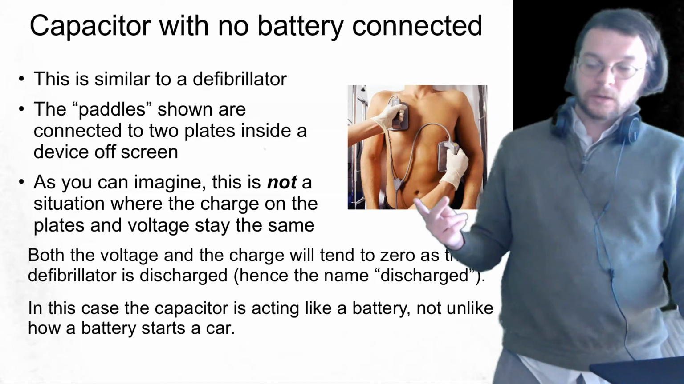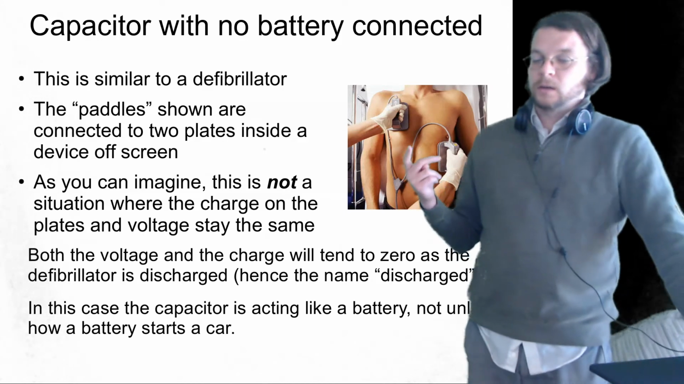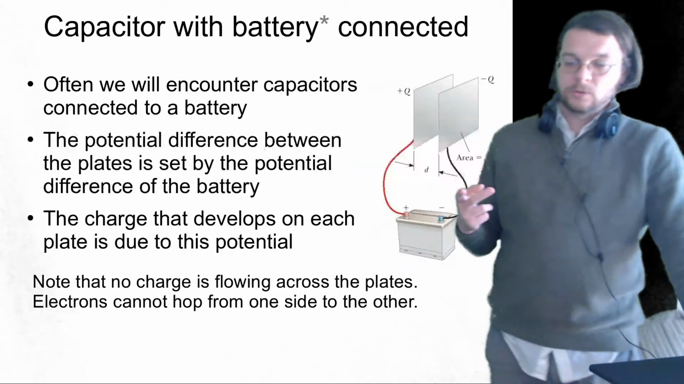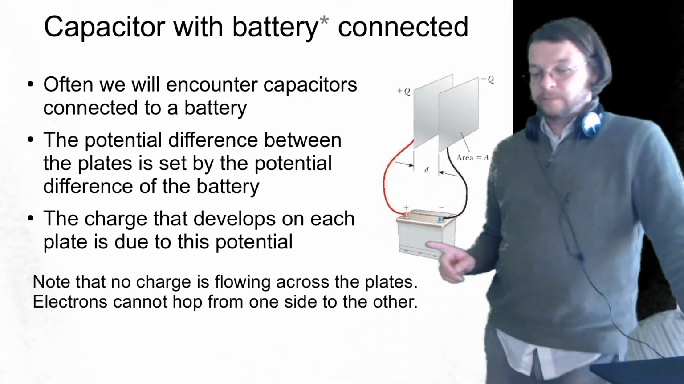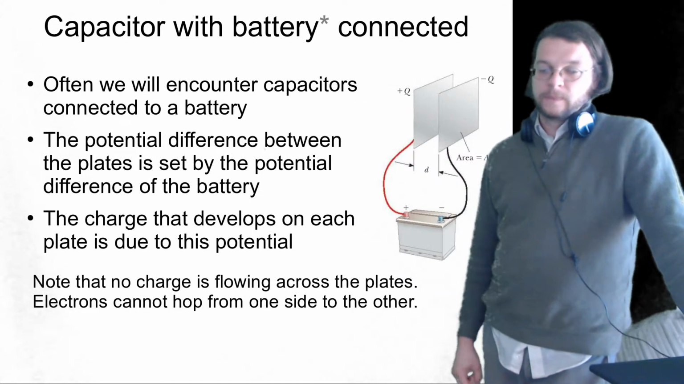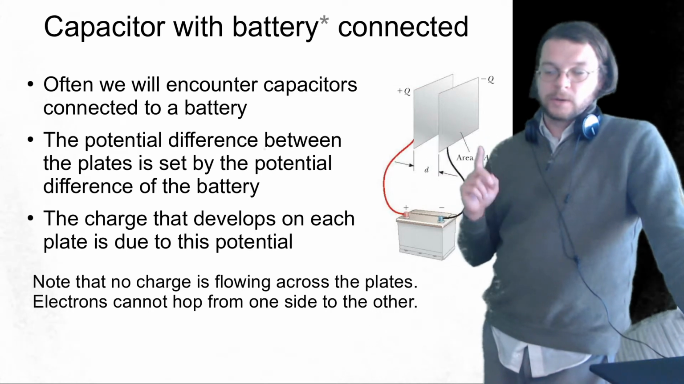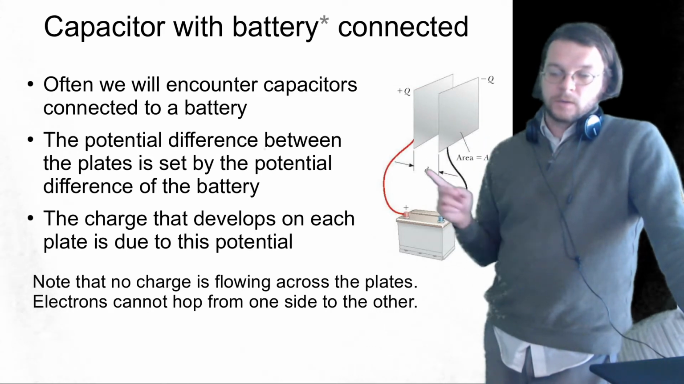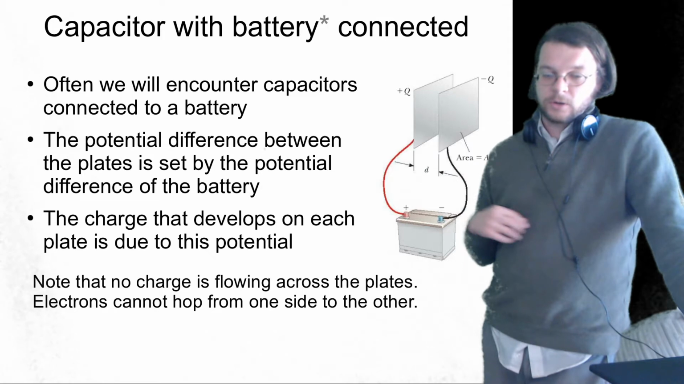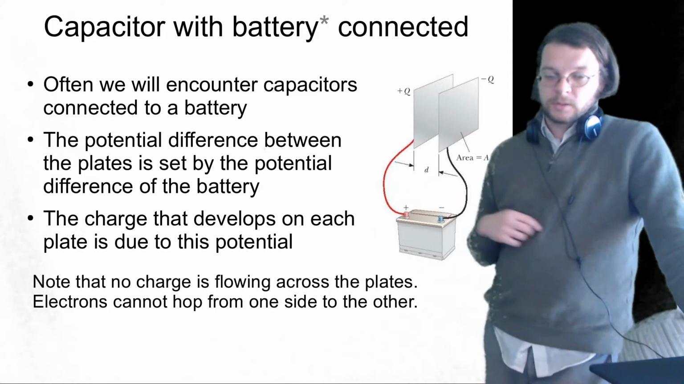Now I'm going to switch gears and talk about what happens when you connect the capacitor to the battery. So here's a battery that is connected to a capacitor. You can see that there's plus Q and minus Q there. Again, the important thing in both cases is that there's no charge flowing across the plates. Maybe I should have said that earlier.